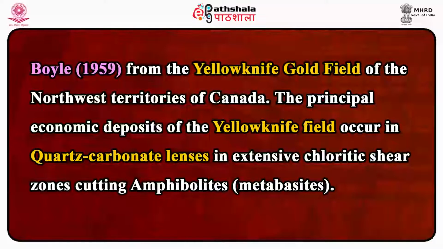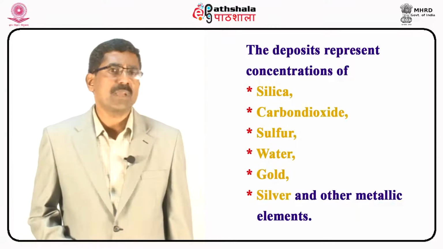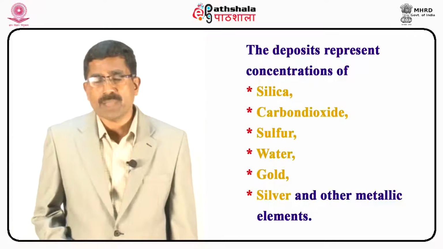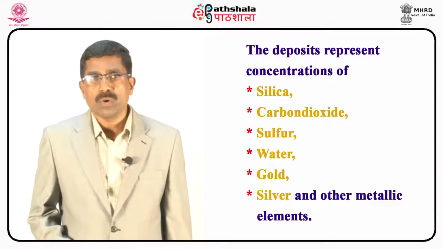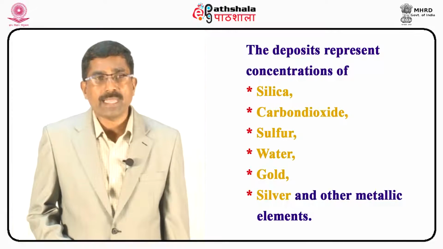A very interesting example of deposits formed in this way has been described by Boyle in 1959 from the Yellowknife gold field of the Northwest Territories of Canada. The principal economic deposits of the Yellowknife field occur in quartz carbonate lenses in extensive chloritic shear zones cutting amphibolites. The deposits represent a concentration of silica, carbon dioxide, sulfur, water, gold, silver and other metallic elements.